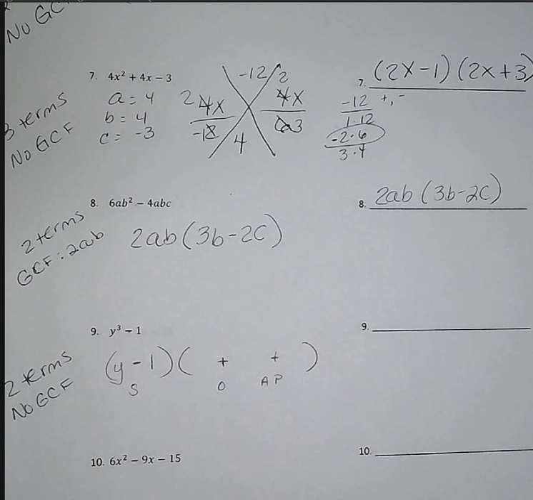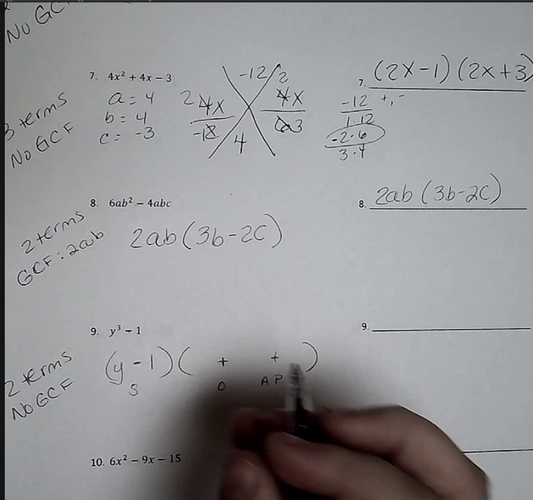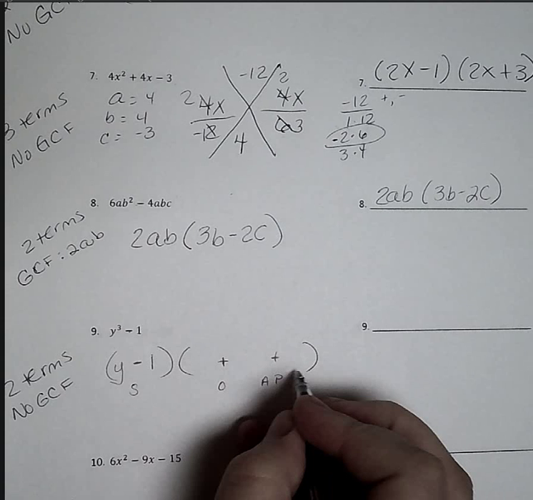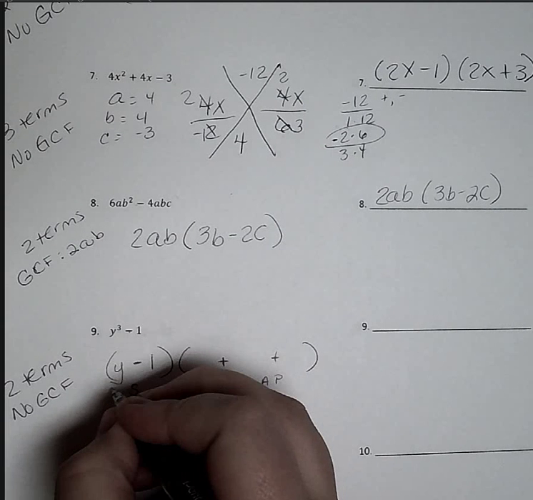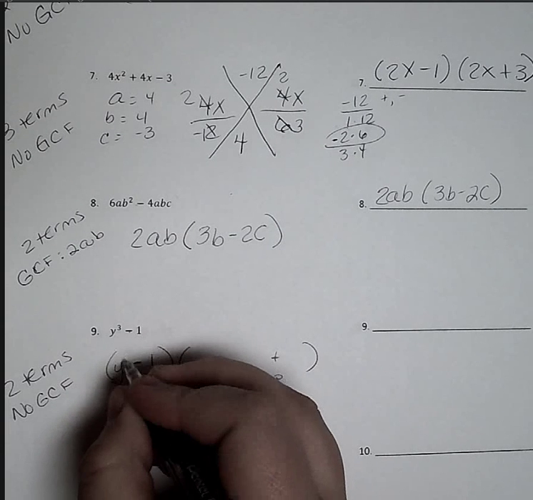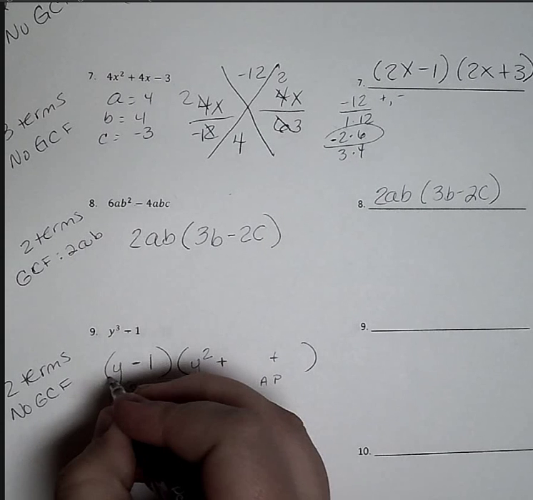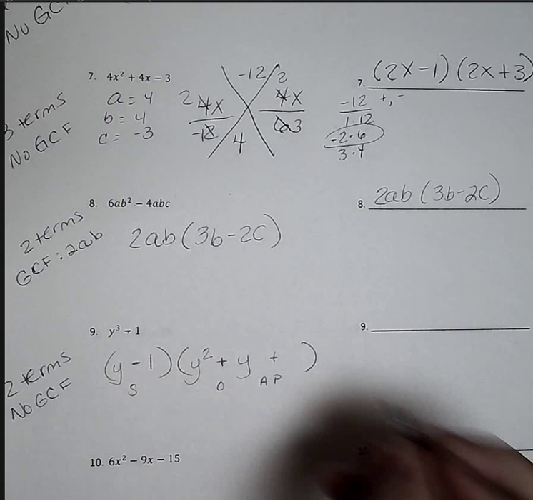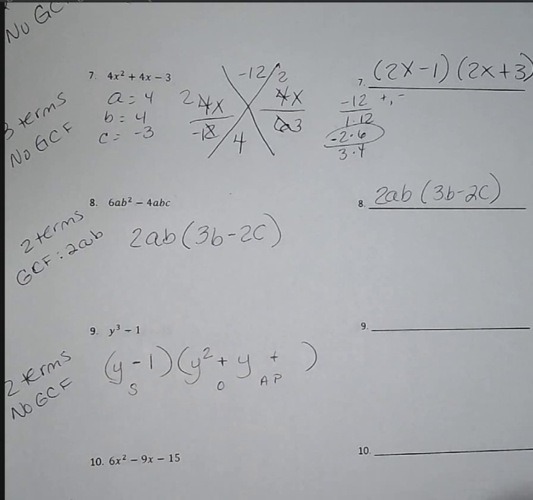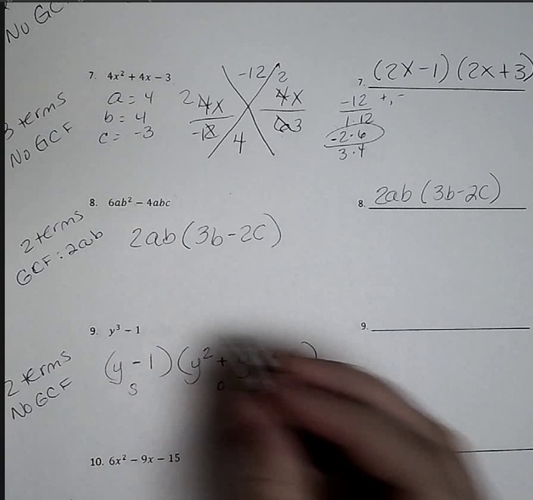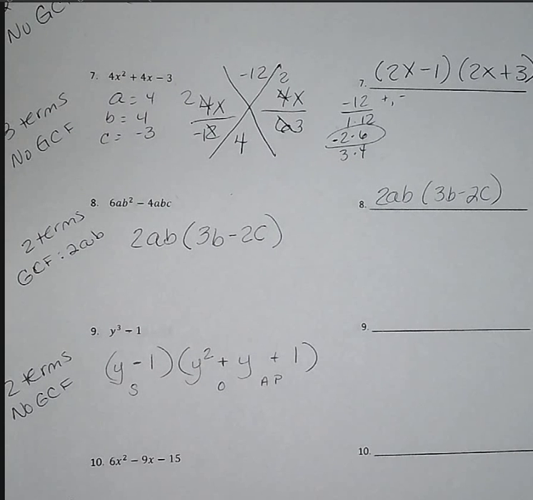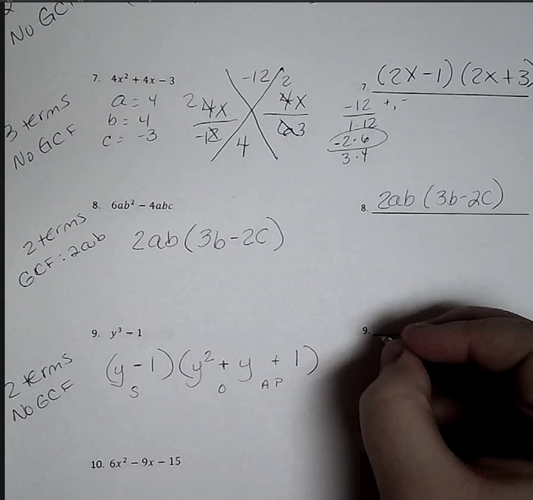Okay? Now, square, multiply, square. So y squared is going to give me y squared. Multiply them together to get y. If you wrote 1y, that's okay. And then you square this last one. So 1 squared is 1. That's our final answer.